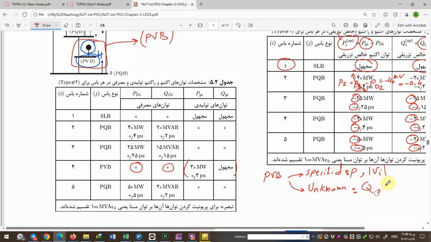The Q and the angle of voltage are not determined, and you can find them after solving the load flow equations. For example, in this type of power system, at the PV bus the demand is 0 in active and reactive power. P generation is determined or specified, and Q is not determined.